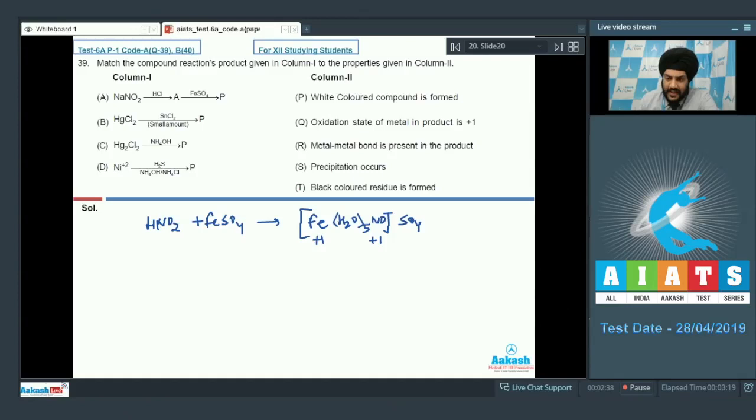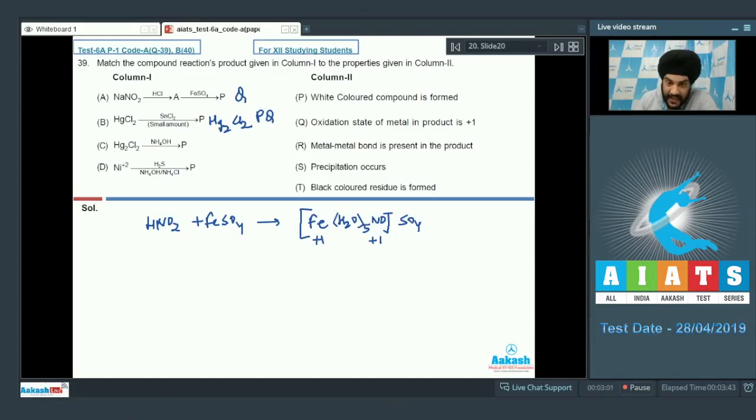And if you look at the options which are given to us, we can clearly see that this has to be matched with option Q, which says that the oxidation state of metal in product is +1. If you look at the second reaction now, HgCl2 is allowed to react with SnCl2 in small amount. So it forms Hg2Cl2, which is a white colored precipitate. So the second option will be matched with P. It will be matched with Q as well.